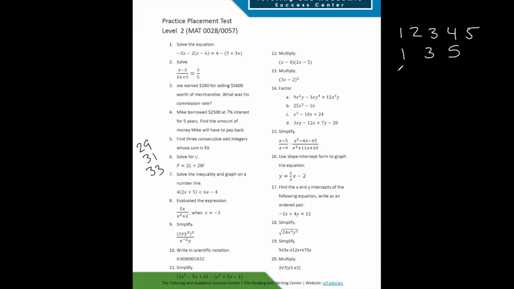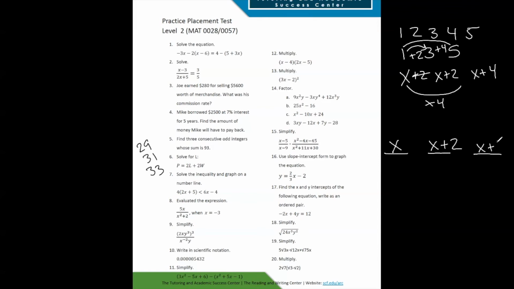We don't know what our first number is, but we're going to represent that with the letter X. And in order to get to the next consecutive odd number, we're going to have to see how we go from 1 to 3, we add 2. Well, to get to the next number, we're going to take X and add 2. So our second number is going to be X plus 2. Notice from 1 to 5, we would have to add 4 to get to the next consecutive odd number. So I'm going to do X plus 4 as my third number. So my 3 numbers are X, X plus 2, and X plus 4.